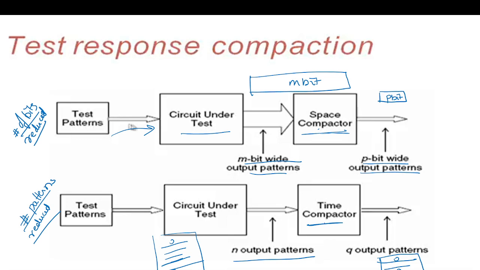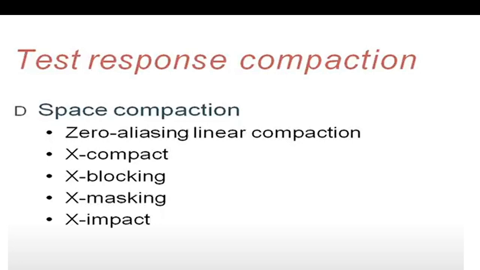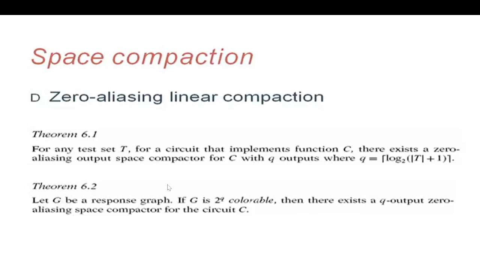So this is reduced to 0 to q patterns. So this time compactor is reducing the number of patterns, whereas the space compactor is reducing the number of bits. So these are the various compaction schemes. For space compaction, we have zero aliasing, linear compaction, X compact, X block, X masking, and X impact.